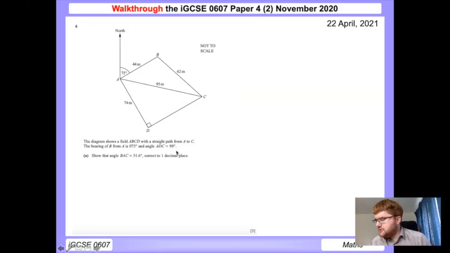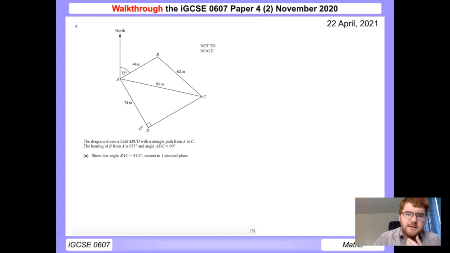Okay, and question 6. So it's typical sine cosine rule bearings question. So the diagram shows a field A, B, C, D, straight path from A to C, we can see here. The bearing of B from A is 75 degrees, we were given. Angle ADC is 90, also given. Show that angle BAC is 31.6 degrees.